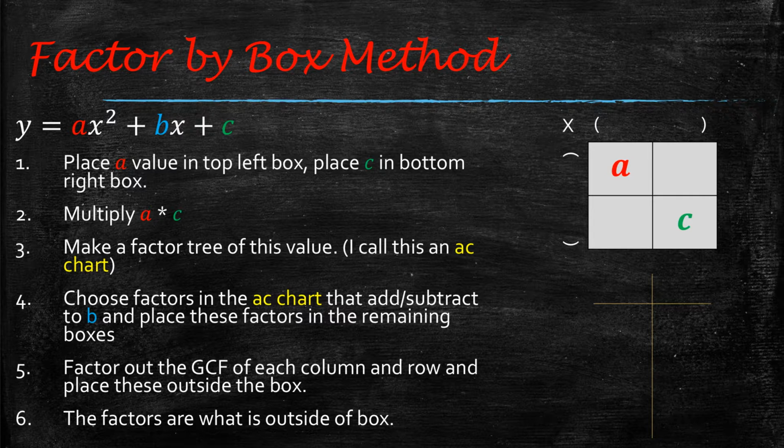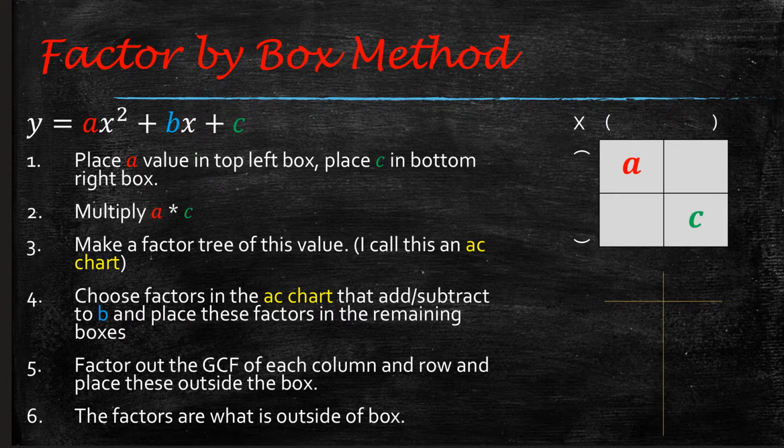You're going to first place the a value in the top left box, and that is actually going to be the whole term. So you're going to take this whole ax squared and put it in this first box. Okay, then you're going to take the c and put it in the bottom right box, and that will be just your constant that is right here.